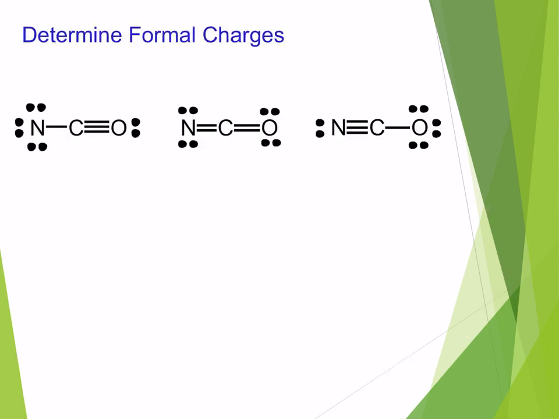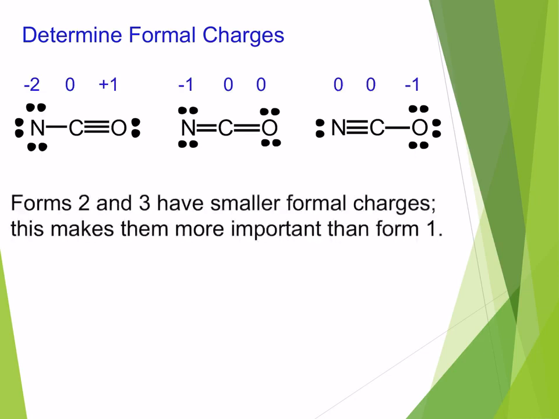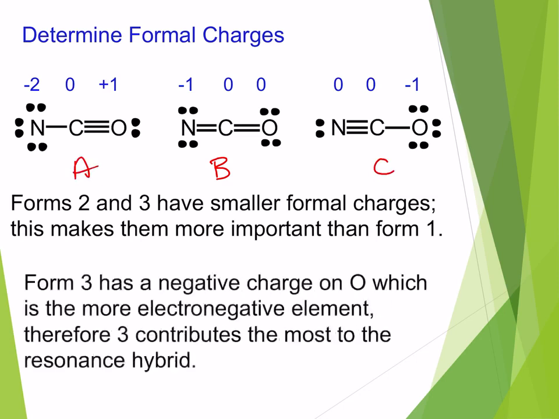So I have all of that rationale on this page here. Here's all of the formal charges. There we go. So like I said, forms 2 and 3, or B and C, have smaller formal charges. And then once we get to those, you want the negative on the most electronegative atom, which again should be oxygen. So that's it. That's all for this set of slides.